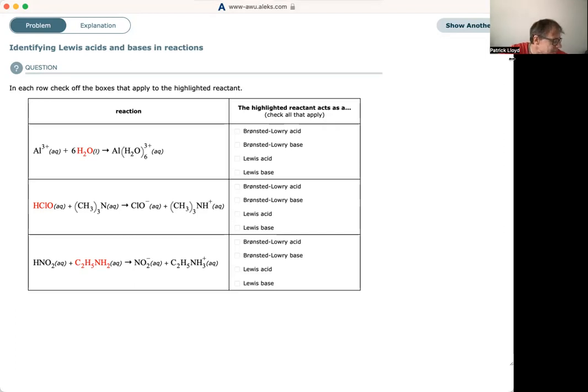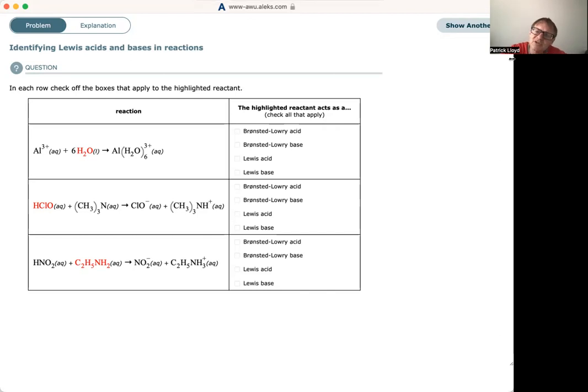So here's an example. We're going to look at the first one, aluminum plus water to form the hexaaqua aluminum 3 ion. Notice that one of the reactants is in red. That is the one the question is asking about. Which of these four categories does the water, H2O, qualify to be? Is it a Bronsted-Lowry acid, a Bronsted-Lowry base, a Lewis acid, or a Lewis base?